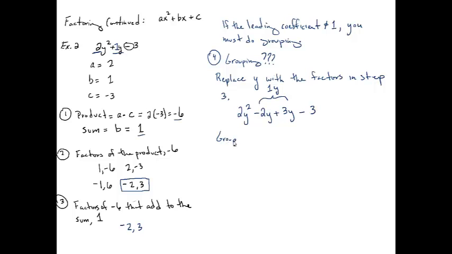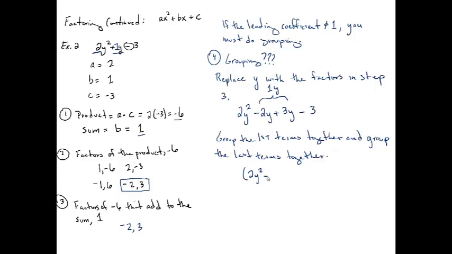So group the first terms together and group the last terms together. If I do that, I end up with parentheses 2y squared minus 2y plus, there should always be a plus sign in the middle here, plus 3y minus 3. Always a plus sign in the middle.